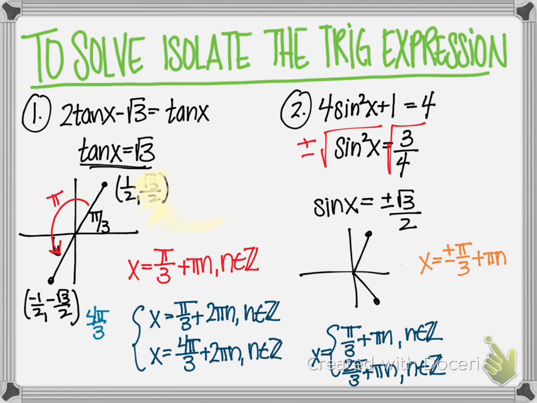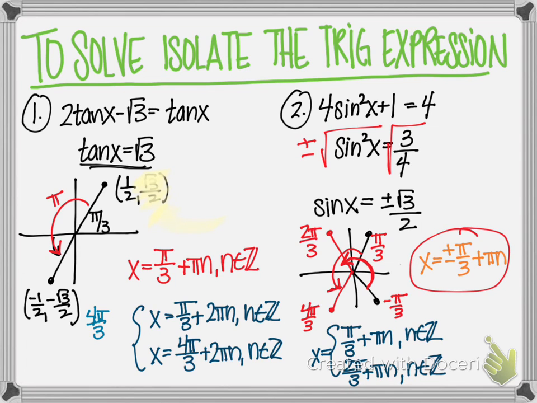Because if I add pi to pi over 3, that'll put me in quadrant 3 at our 4 pi over 3. If I add pi to negative pi over 3, that would put me in my second quadrant at 2 pi over 3. So we're just making sure that all of these values in our unit circle can be covered, either 4 equations, 2 equations, 1 equation. As long as all of our answers are covered, then we are good.